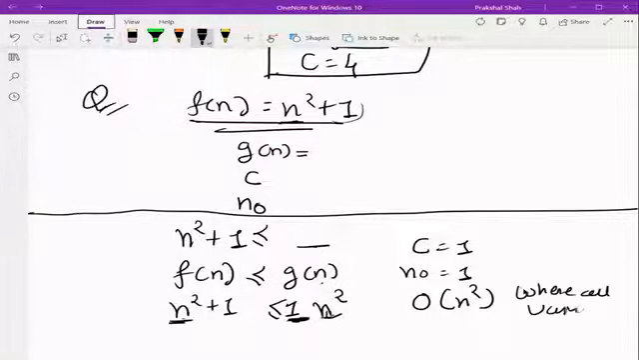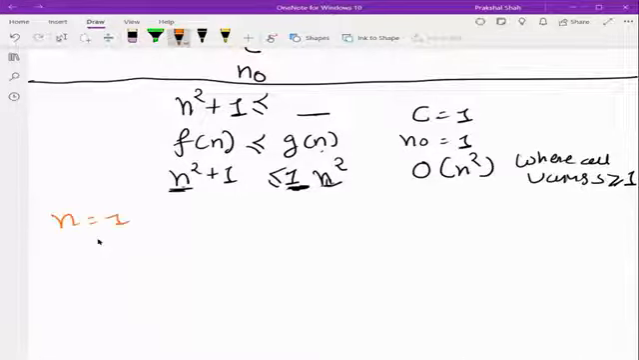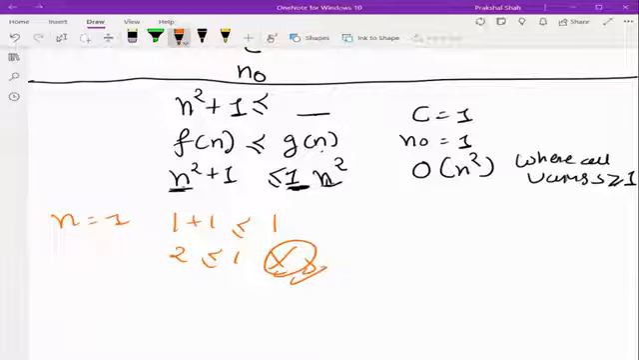where all values are greater than or equal to 1, then if I put n equals 1 here, can I say 1 plus 1 is less than or equal to 1? This is not true at all. So 1 is not your solution. How do we tackle it? Let's try to put 2. We have to put the nearest possible value, which is why we started with 1 and now we are putting 2.